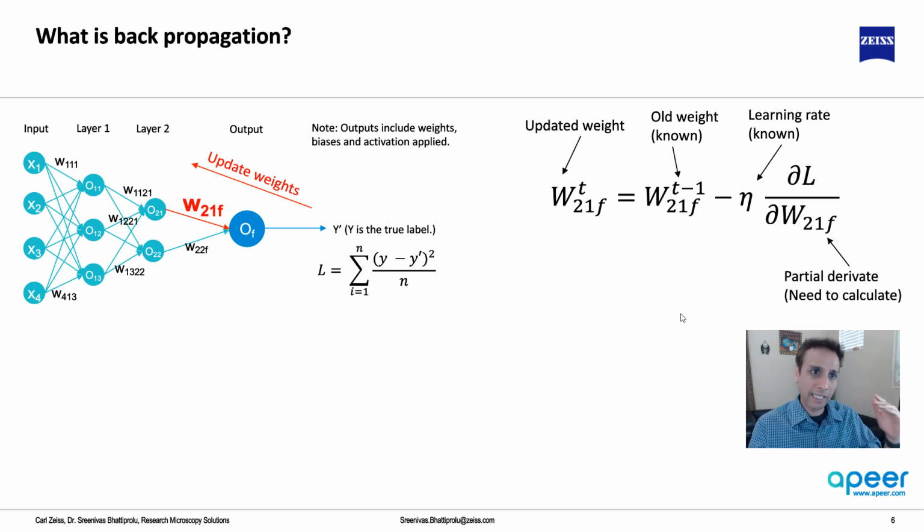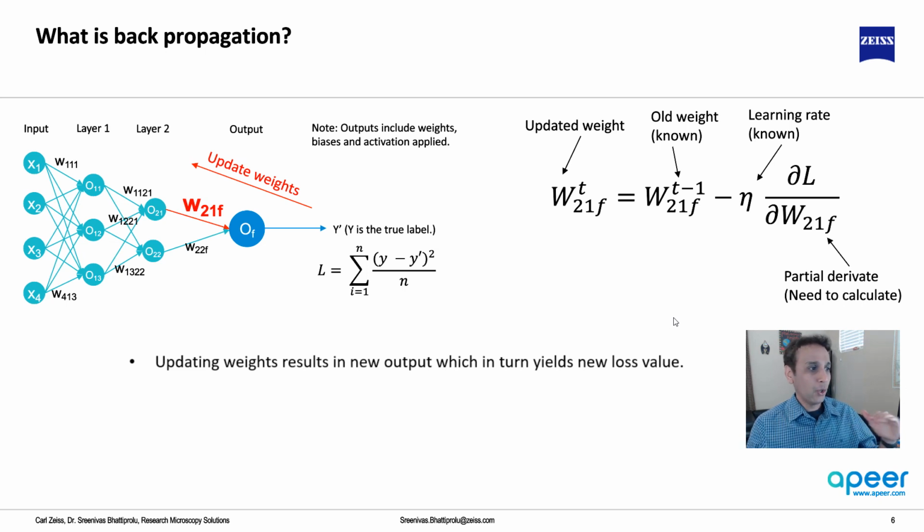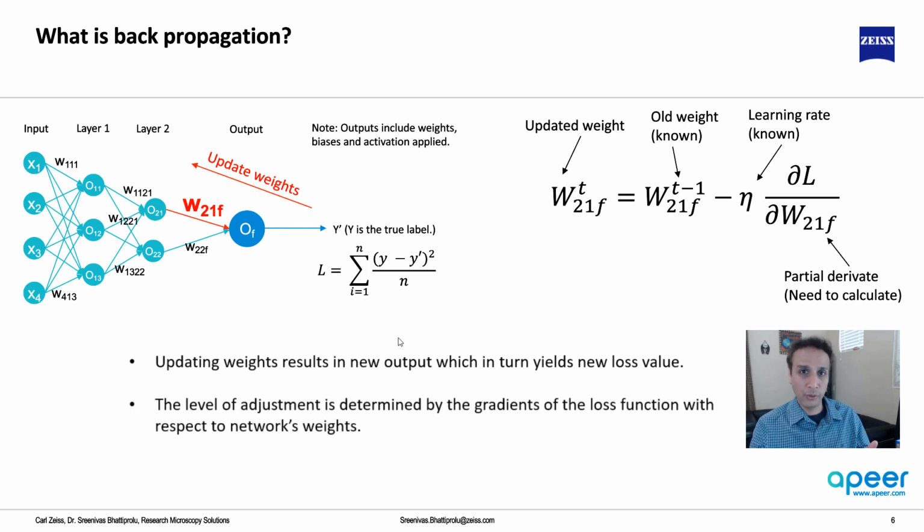Now let's get to the next equation. Let's understand this in plain English and then get to the equation. Updating the weights: when we change the weight, it results in a new output, correct? We change the weight, we get a new output, which in turn yields a new loss value, because once you get a new output, you put it here and then you get a new loss value. So obviously loss is a function of weight, but loss is a function of output, which is a function of weight. Remember this. This is exactly what we're going to use right now.